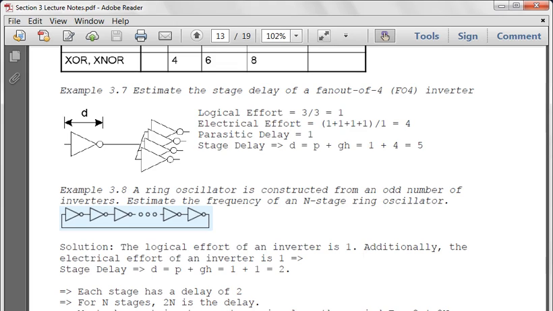Initially, we know that the logical effort of the inverter is 1, 3 over 3, like before. Additionally, the electrical effort of the inverter is 1. In the previous problem we had 4 inverters, so we had to add 4 and divide by 1. Here, each inverter is just driving the next inverter. So we take the parasitic delay, which we define as 1, and G times H is just 1 times 1, the logical effort times the electrical effort. This becomes 2, so each stage delay is going to be 2. This means that for n stages the delay is 2 times n.